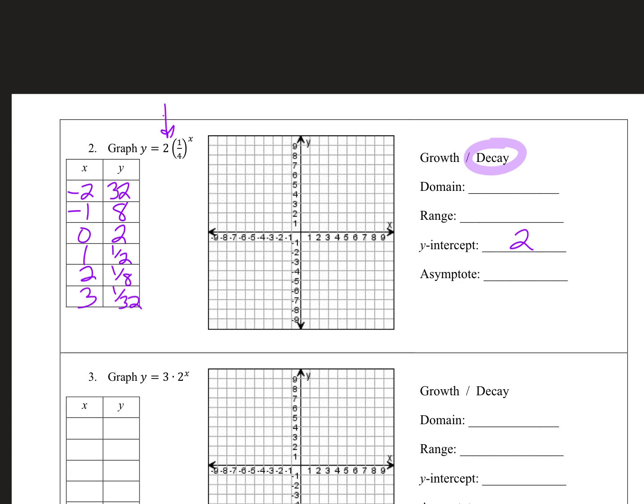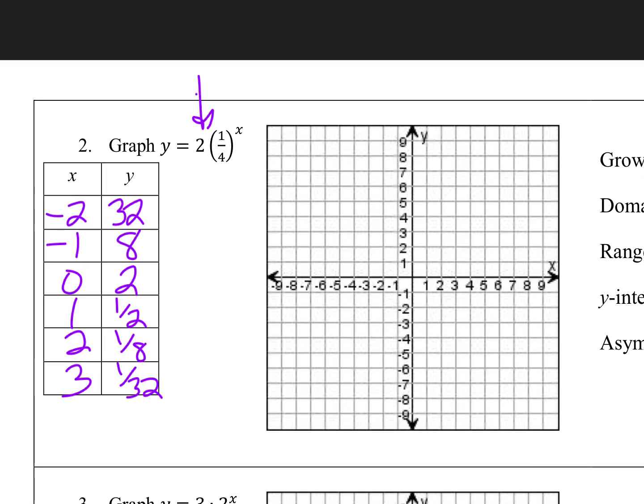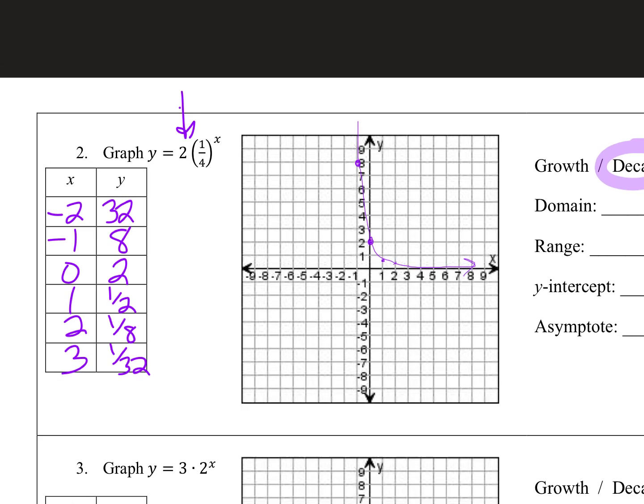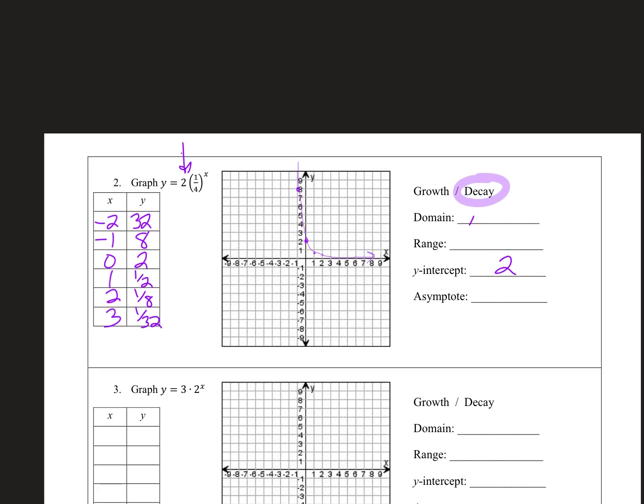Okay, let's see if we can graph these. At -2, it was off the graph. At -1, it was 8. It crossed the axis at 2. At 1, it was 1/2. At 2, it was 1/8. At 3, it was 1/32. So it's going to get really, really close to 0. Okay, so my domain is going to be all real numbers. My range is going to be y is greater than 0, which means my asymptote is y equals 0, because remember, range and asymptote go together.